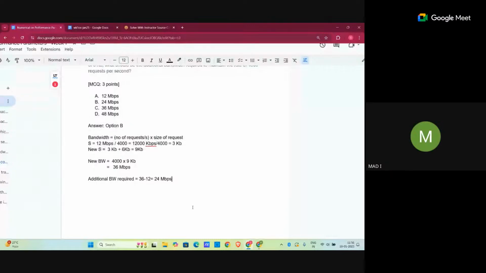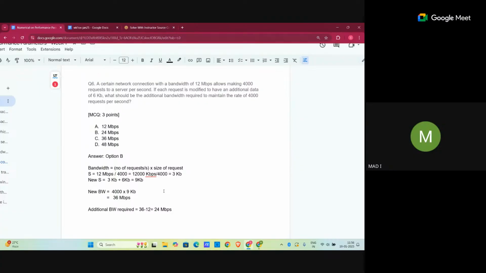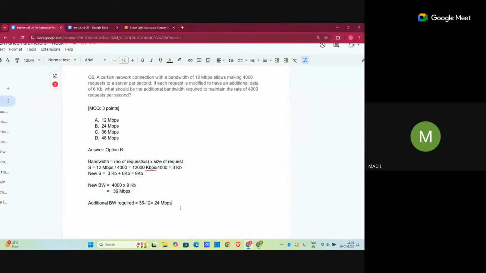Yes, ma'am. So here what will happen? Suppose it is given as 5000, so here you will get the new bandwidth. So we will multiply by 5000, and you will get some value. Then you will calculate the additional bandwidth. Okay, so this is the generalized formula, the generalized way for the calculation.